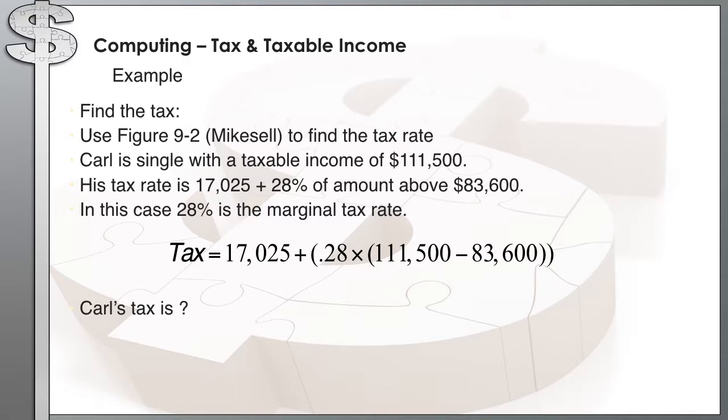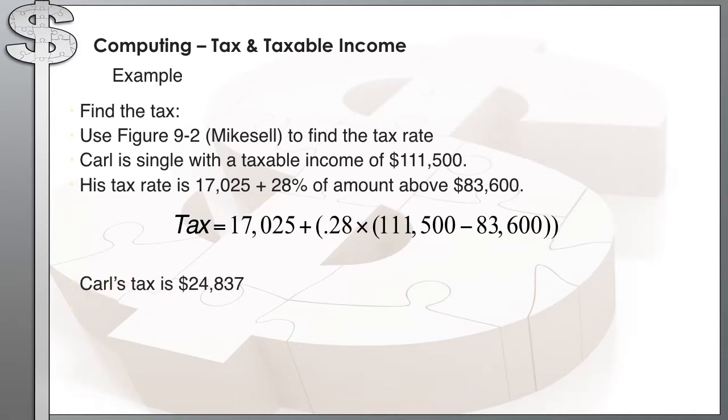All right. So now looking at our formula here, his tax equals the $17,025 plus the 28% times the $111,500 minus $83,600. It's simple enough. So Carl's tax is $24,837. That's how much Carl is supposed to pay in taxes.